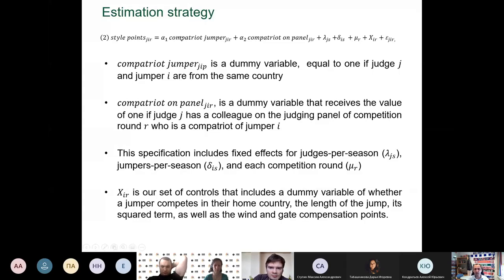So this is our main specification. Do you see my mouse, the arrow? Yes. So we care, of course, about nationalistic bias, compatriot jumper, and strategic bias, compatriot on panel. And we also use judge per season fixed effects and competition round fixed effects. So we control for many possible things. We also use the home advantage variable and the length of the jump, because we must use the length of the jump when we don't use jump fixed effects. If we did not use it, we would miss something.